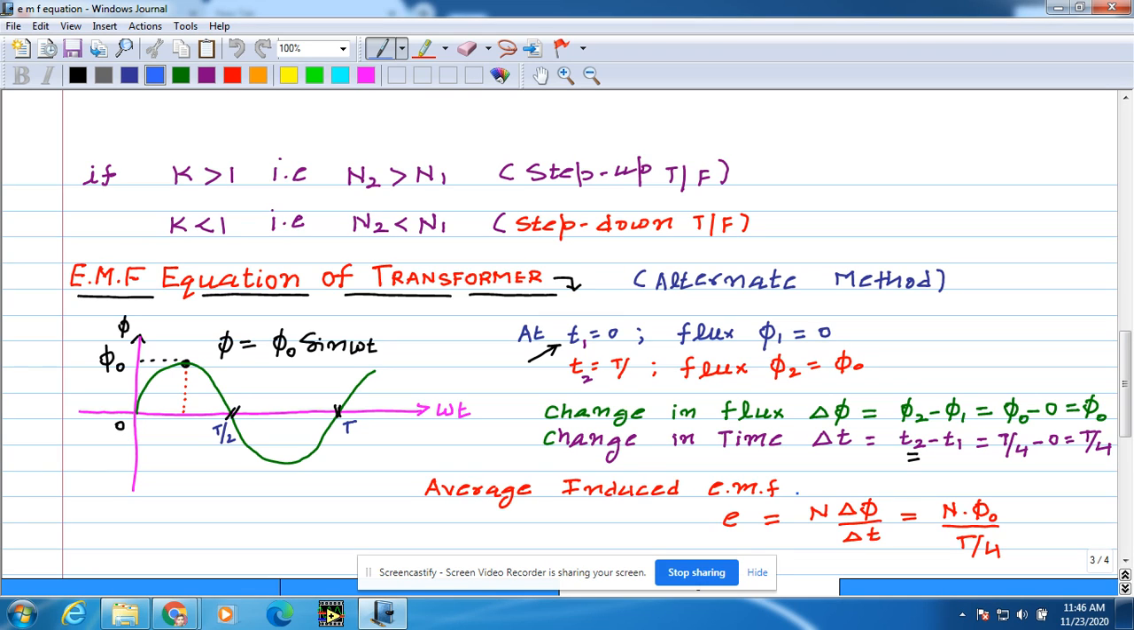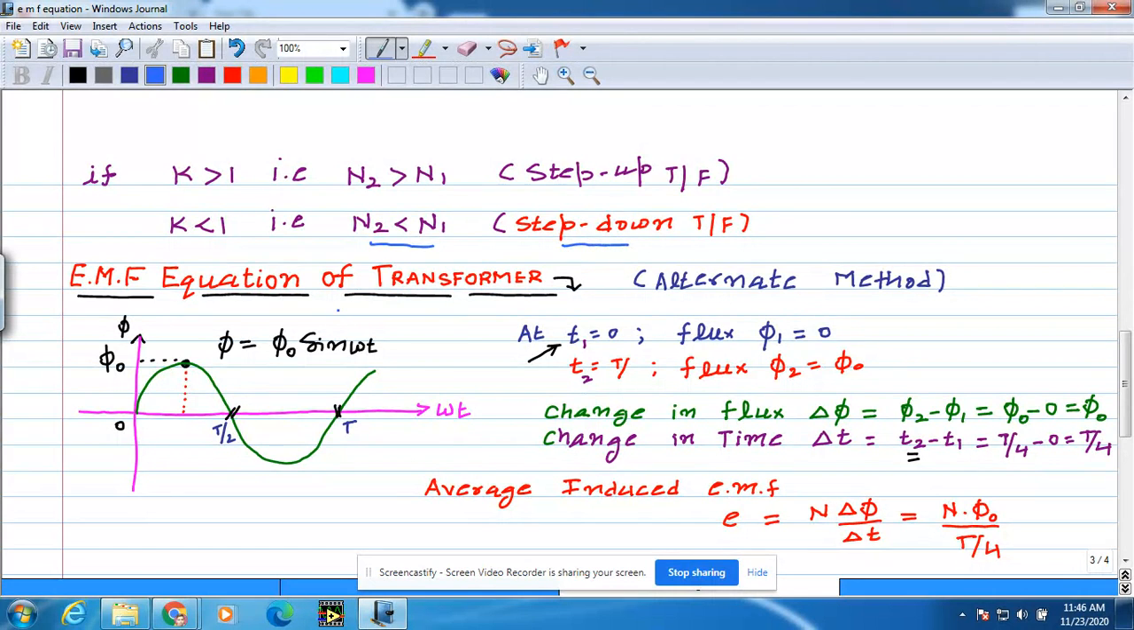Okay, students, welcome again. In this video, we are discussing the alternate methods of EMF equations. You know very well, if there are two different types of transformer existing in our electrical systems, K is the transformation ratio. If K is greater than 1, it is a step-up transformer, and if K is less than 1, that is N2 is less than N1, it is a step-down transformer.